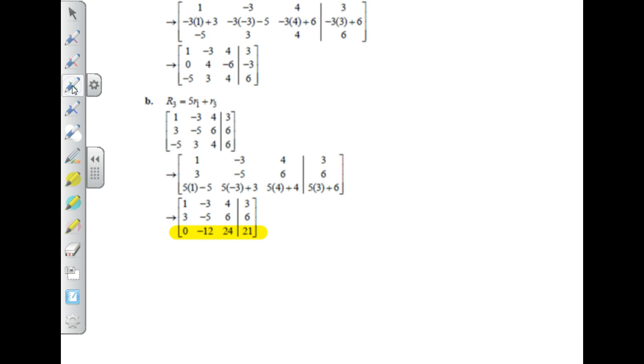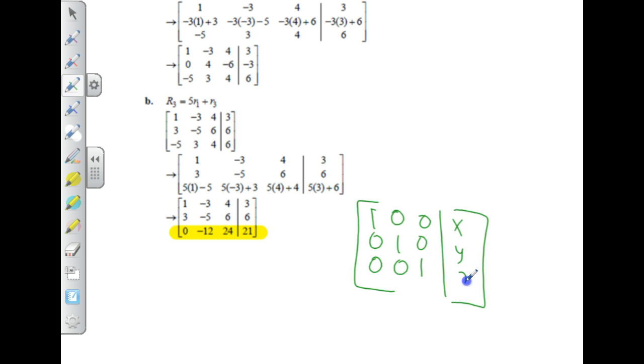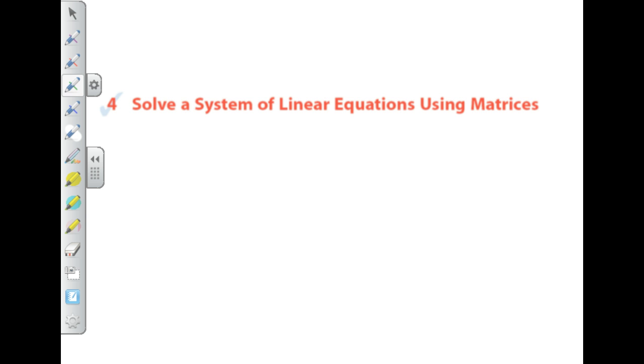But again, I keep talking about that identity matrix, which is 1, 0, 0, 0, 1, 0, 0, 0, 1. And then you have some answers, x, y, in this case, z, because you have 1x, no y's, no z's is my x answer. No x's, 1y, no z's. And this says no x's, no y's, and 1z equals my z answer. So we'll get to the identity matrix here in a moment.